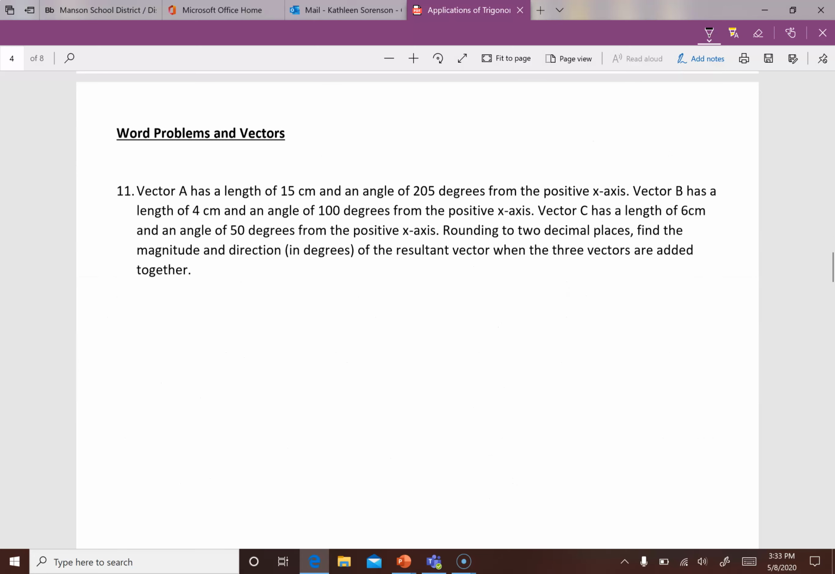All right, let's go ahead and do a vector problem here. So vector A has a length of 15 and an angle of 205. B has a length of 4 and an angle of 100 degrees, and then vector C is 50 degrees, and it looks like a length of 6. So the first thing we're going to do here is, I'm just going to go with this, save some time and get this down. Give me a second.